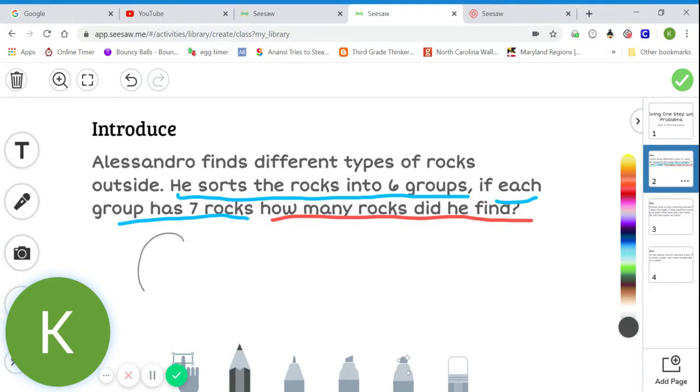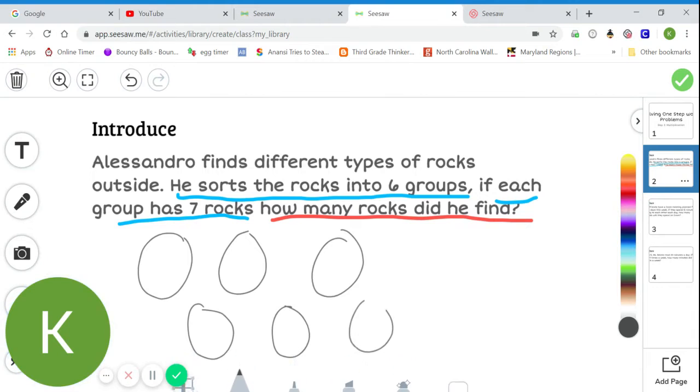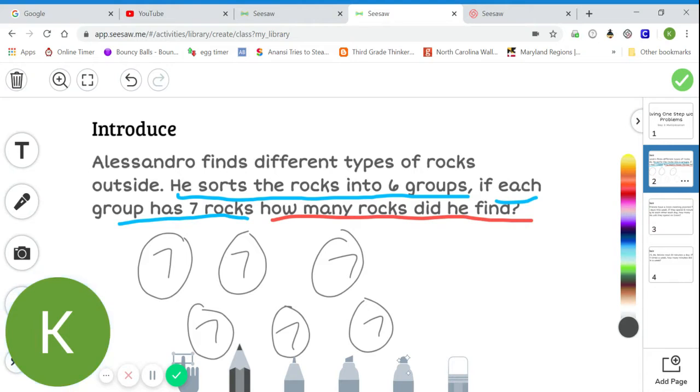I'm going to start with my 6 groups. 2, 3, and 3 more to make 6. Each of these groups has to have 7 rocks. 7, 7, 7, 7, 7, and 7. Now, I could have also drawn my 7 as dots or tally marks. I chose to draw the number as is because I'm going to use a special strategy here.